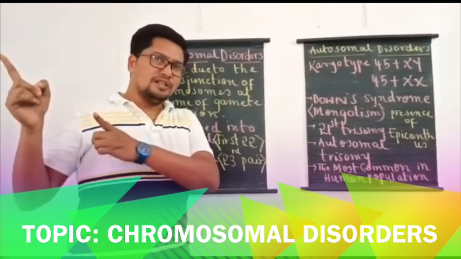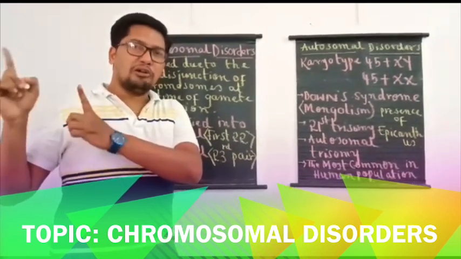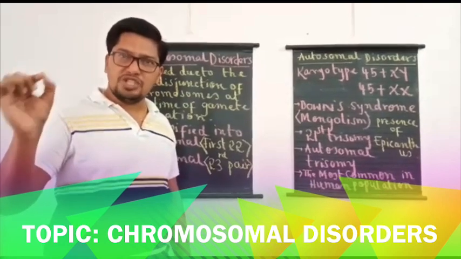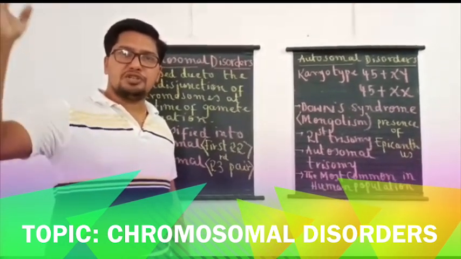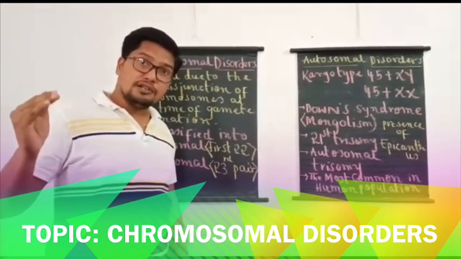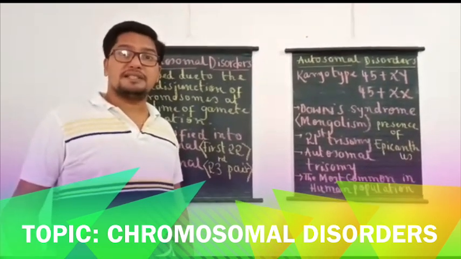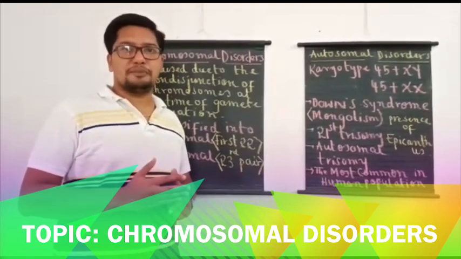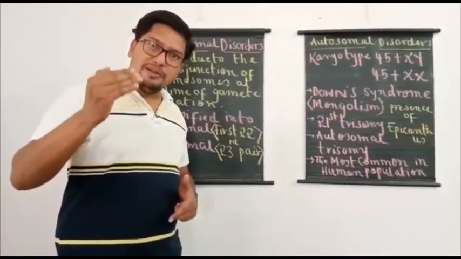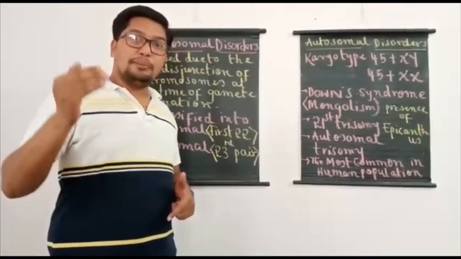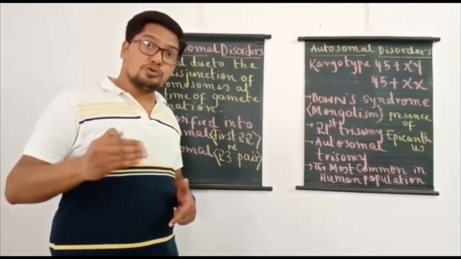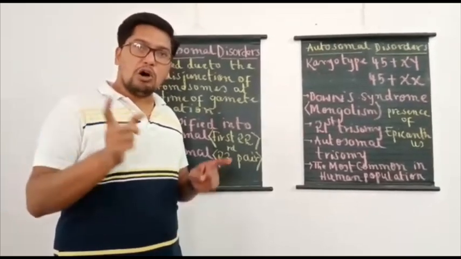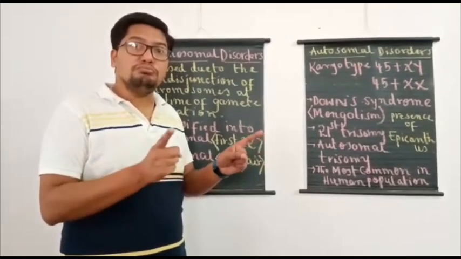Gene disorders, which we have already studied, are the problems with a single defective gene. Such genetic disorders are called gene disorders or Mendelian disorders. But today's topic is chromosomal disorders, which are problems associated with the presence of defective chromosomes, meaning the defect may be in the chromosome structure or the problem may be with the chromosome number.